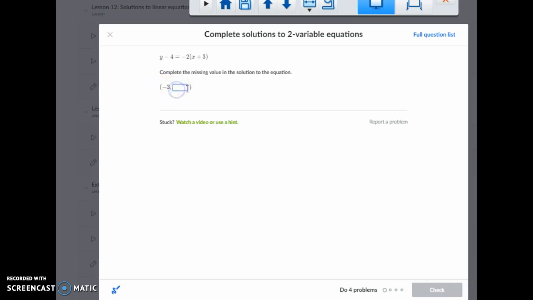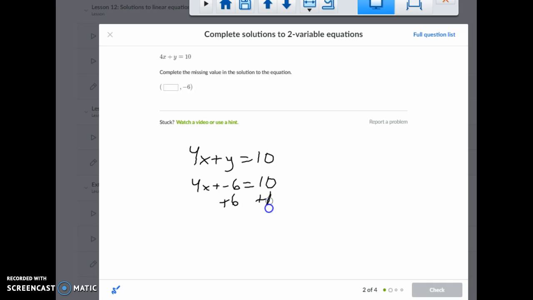So this is the same problem, so I'm just going to plug in the 4 so I can give you another one. Okay, so let's look at this one. They give us a y value. So now we go ahead and say 4x plus y is equal to 10. So we have 4x plus negative 6 is equal to 10. We add the 6, we add the 6. And we have 4x is equal to 16. Divide by 4, and x is equal to 4.